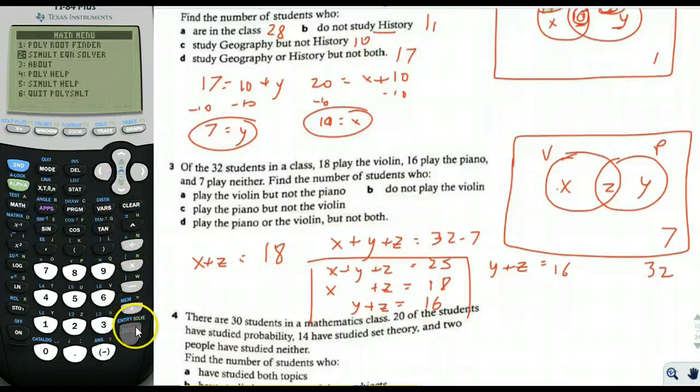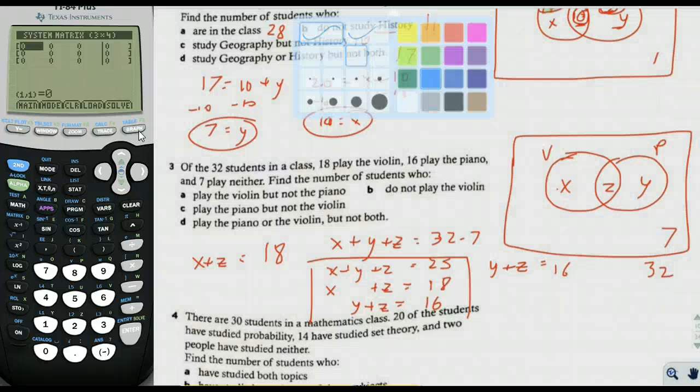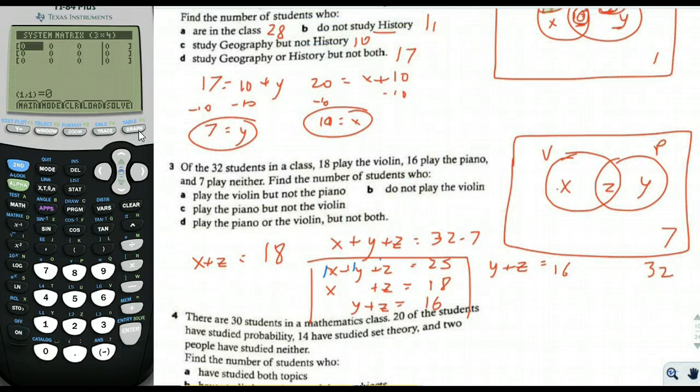We'll go to simultaneous equation solver. We'll do three equations and three unknowns. Three equations, three unknowns. Okay, and then we'll say next. And then we're going to fill in the matrix. So if we look at this matrix, I'm going to write in blue the coefficients, because some of the coefficients aren't there because they're 1. Okay, 0, 1, 1. So we just need to write those in.